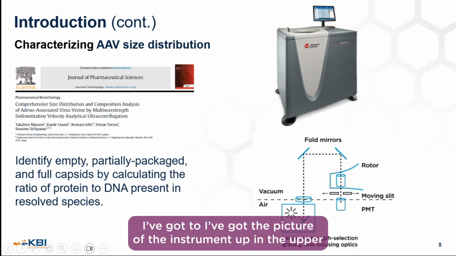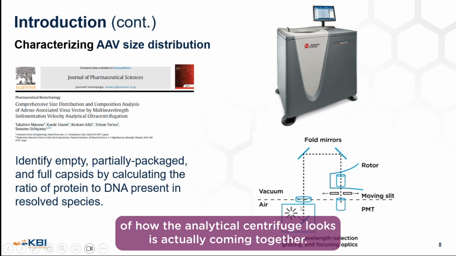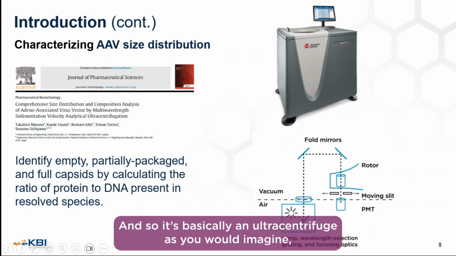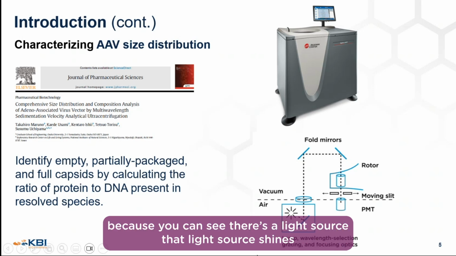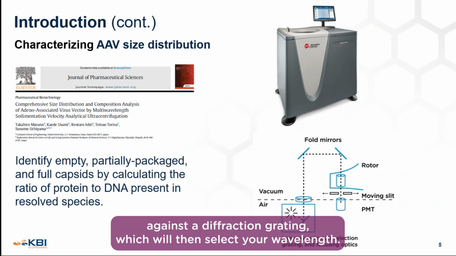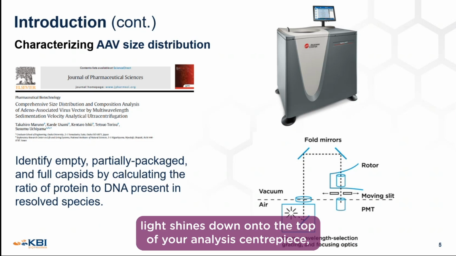I've got the picture of the instrument up here in the upper right, and then in the lower right, I'm showing a simple schematic of how the analytical ultracentrifuge is actually put together. It's basically an ultracentrifuge, as you would imagine, that's coupled to an absorbance detection system. As you can see, there's a light source. That light source shines against a diffraction grating, which will then select your wavelength. It's focused and bounced around on some mirrors, so that it shines down onto the top of your analysis centerpiece.